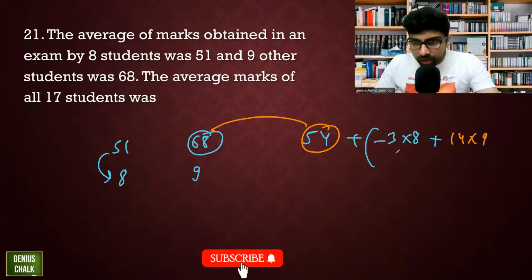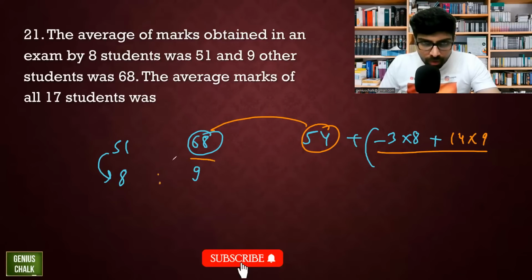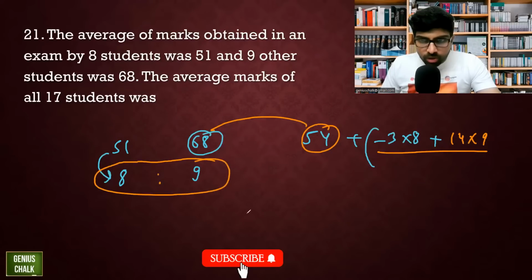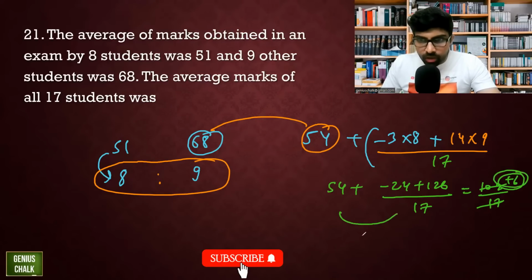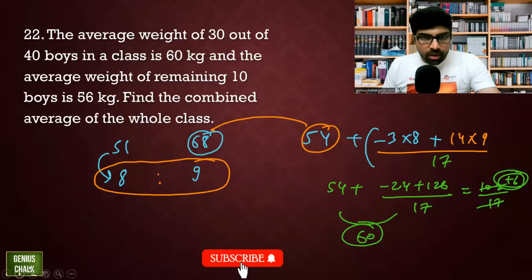And this 14 is for 9 students, and this overall will be divided among all the students, which are 17. Now, if you solve, it is minus 24 and this is 126 by 17. How much is this coming out to be? It is 102 by 17. That is giving you plus 6. So 54 plus 6, again your answer is 60. This is the brilliant formula to find the combined average, right?